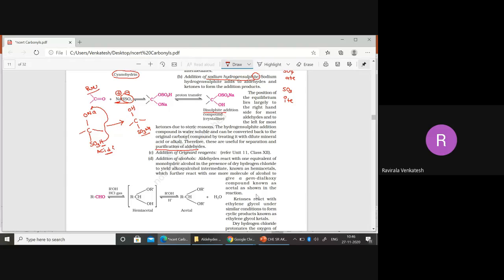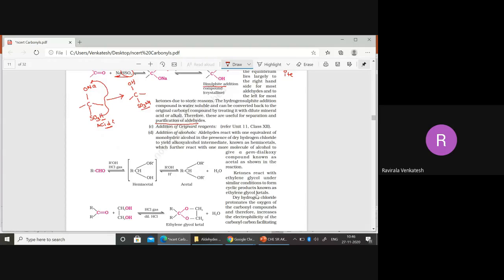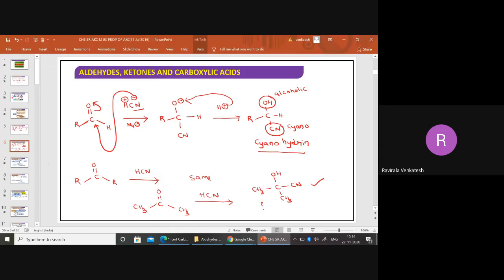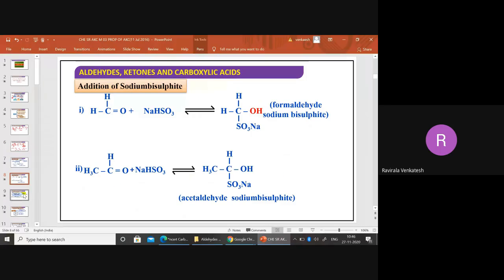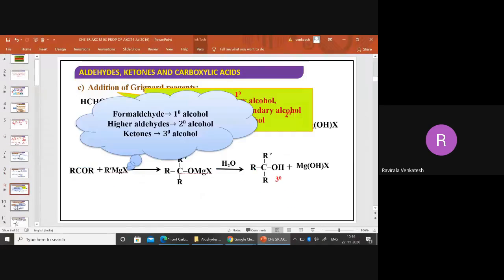Next, third part, addition of Grignard reagent. This part we have already discussed. Again, I am writing on this part. We already discussed this one. Okay, this is visible for you better.